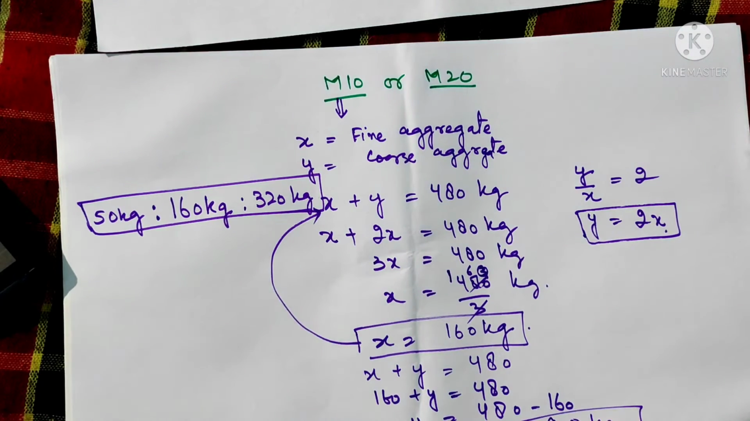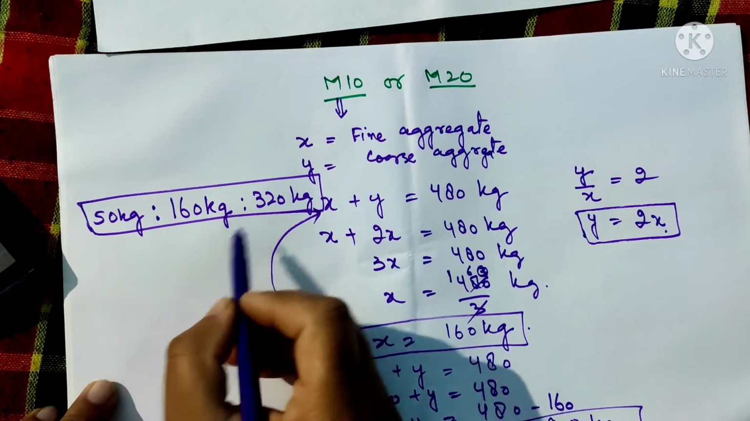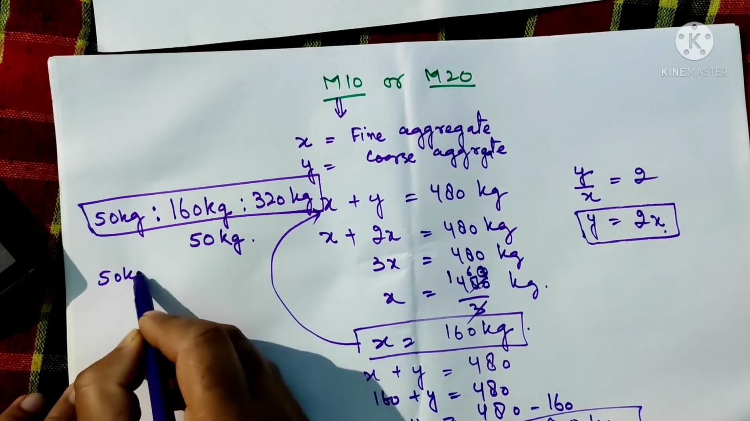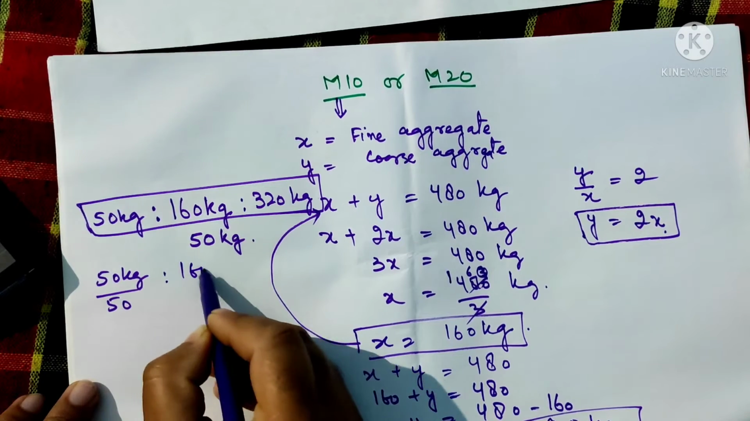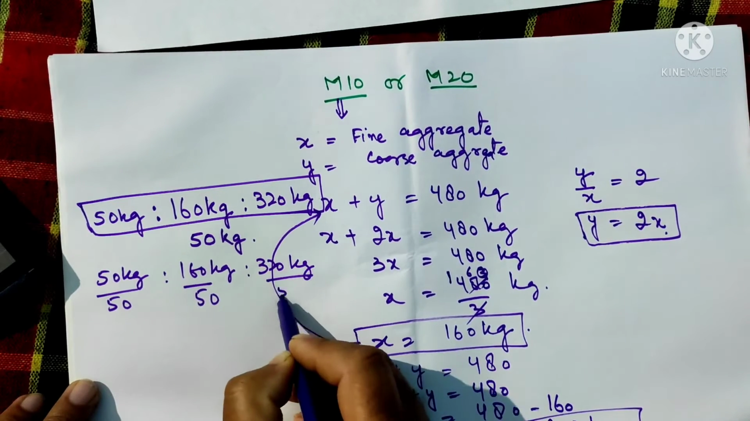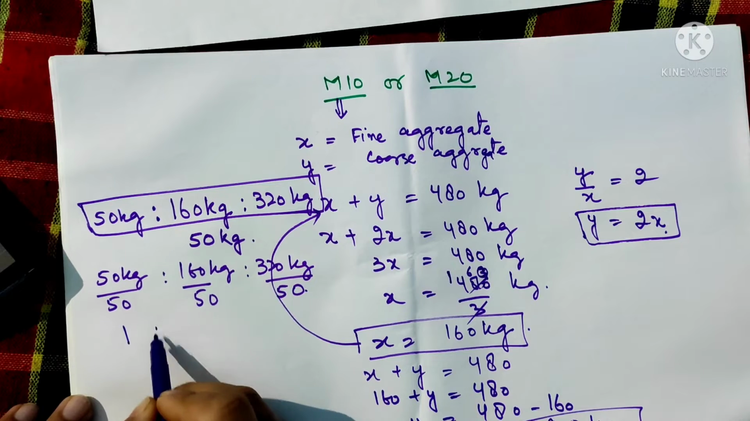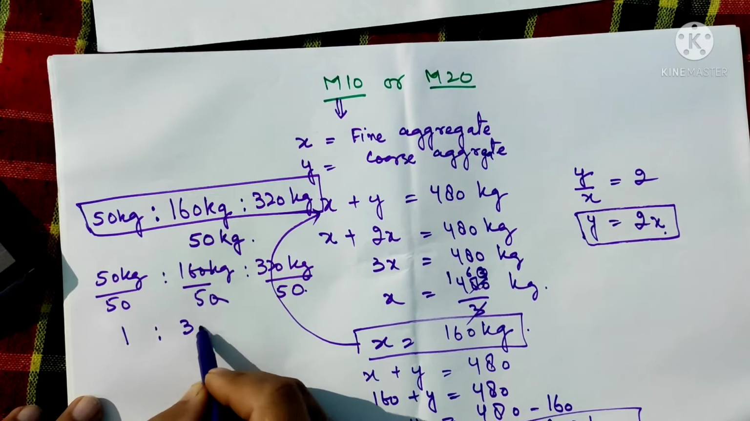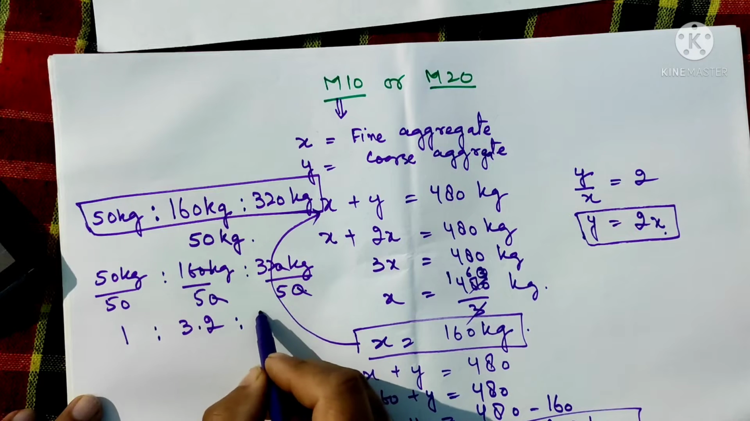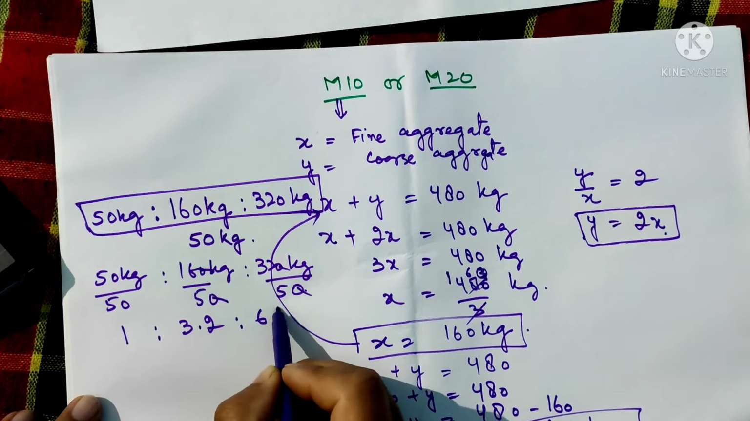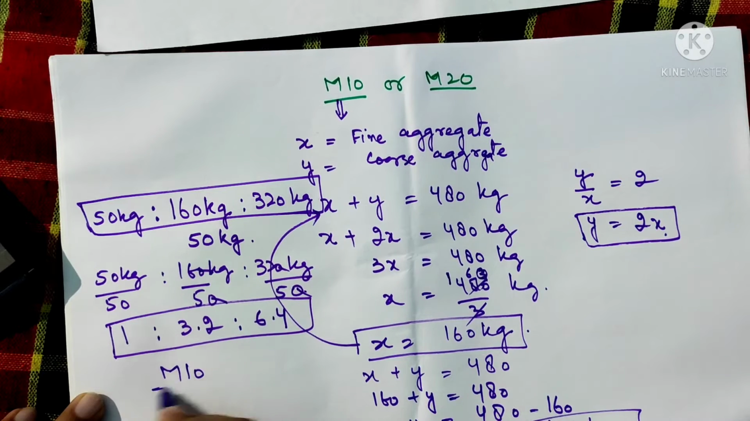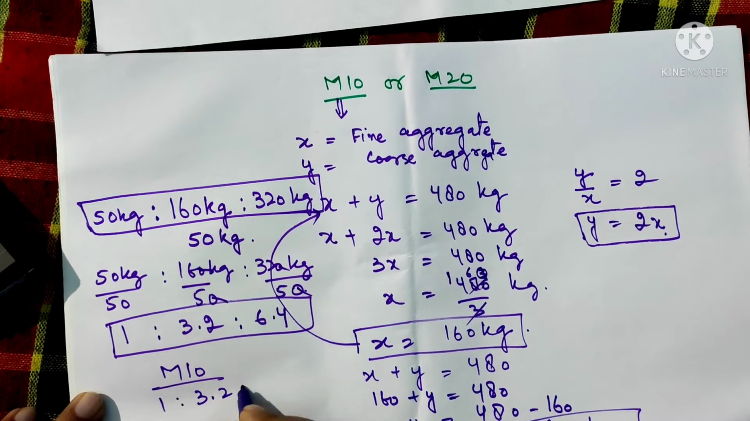So if we divide the whole thing by 50 to get the exact ratio, 50 kg divided by 50, 160 kg divided by 50, and 320 kg divided by 50. So here we will get 1 is to 5 3s are 15, 5 2s are 10, is to 5 6s are 30, 5 4s are 20. So we get the ratio of M10 as per the IS, 1 is to 3.2 is to 6.4.